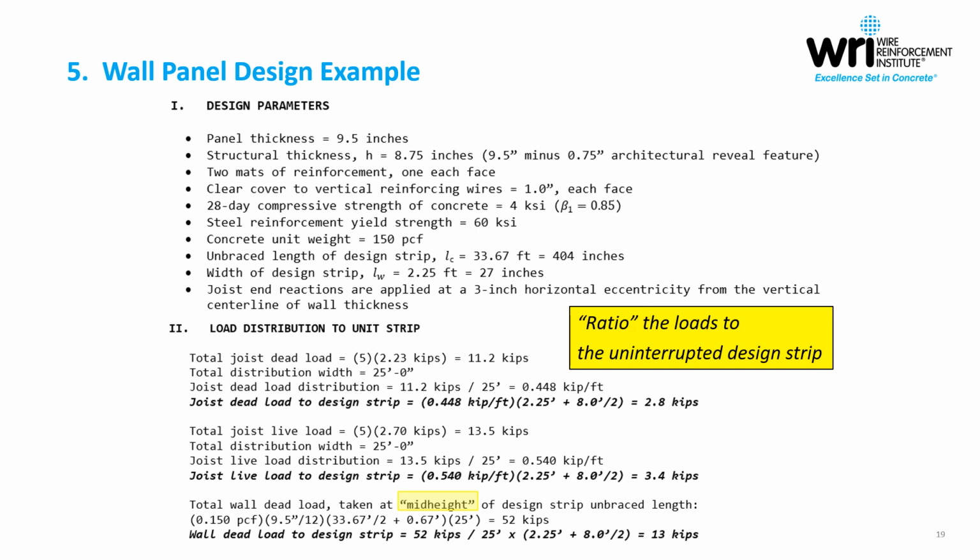Similar steps carried out for the roof live load. We end up with a 3.4 kip load incurred from the joists on that design strip. And then you have self weight as well. So we take that wall dead load, take it at mid-height of the design strip unbraced length, and that gives us 13 kips. Again, that's a tributary. You note that we're taking the self-weight of the design strip itself, as well as half of the concrete over the loading dock door opening.